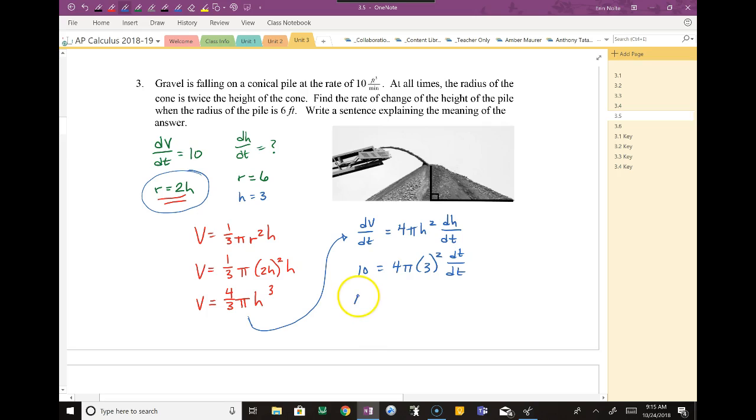Okay, so we need a little bit of calculating. 3 squared is 9, 9 times 4 is 36, so 36 pi dh/dt equals 10, and now divide by 36 pi. Does anybody have a calculator and can divide 10 by 36 pi? Make sure your 36 pi is grouped together.